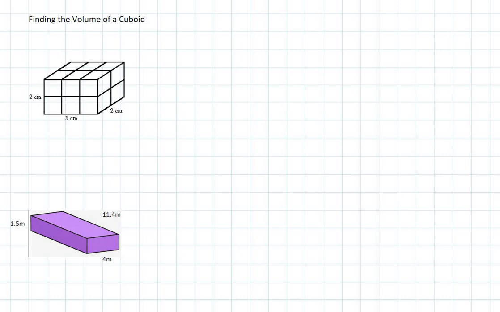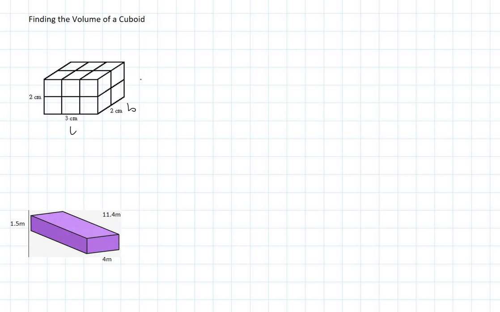We're going to have a look now at how to find the volume of the cuboid. And it's quite straightforward. So let's have a look at this first one that's split up into little cubes. So we've got the length and the breadth of the cube. If you imagine the base of the cube, it's got 3 cubes along and 2 cubes going back to front. So the base of that is going to have 3 times 2 cubes, 6 cubes in the base.